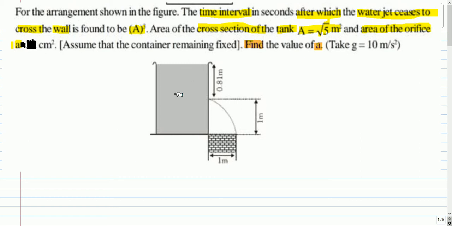This is a tank in which there is water and there is a small orifice here through which the water comes out in form of a jet. Initially the water level is at 0.81 meters above this orifice, and as water keeps coming out, the water level will keep dropping, and as the water level keeps dropping, the velocity with which the water comes out of this jet will keep on decreasing, and if it drops below a certain level, it will not cross the wall. So we have to find the velocity of the jet which corresponds to this water hitting the corner of the wall.